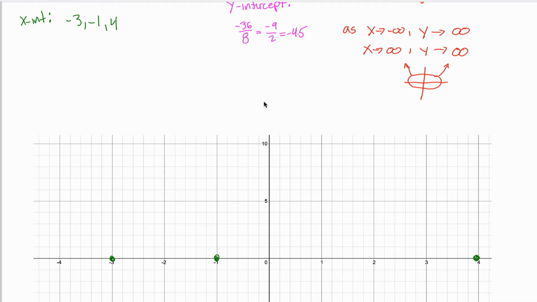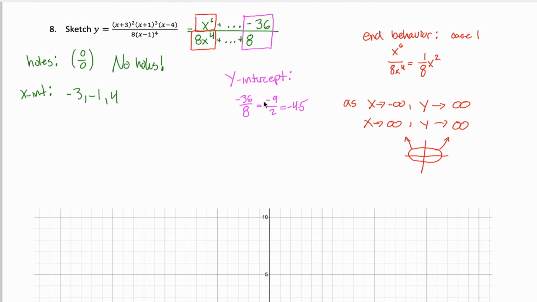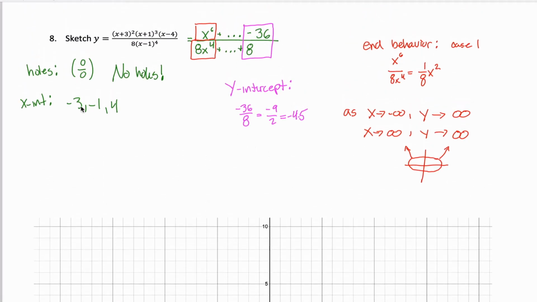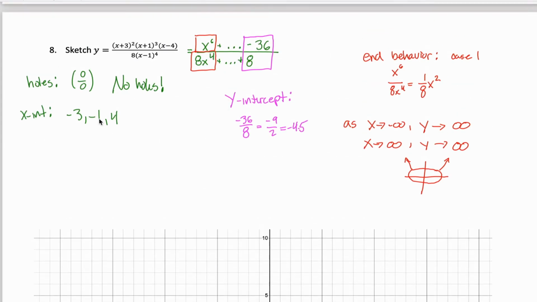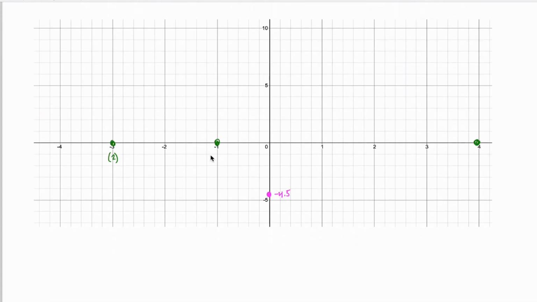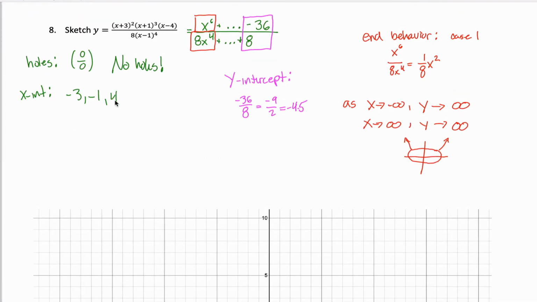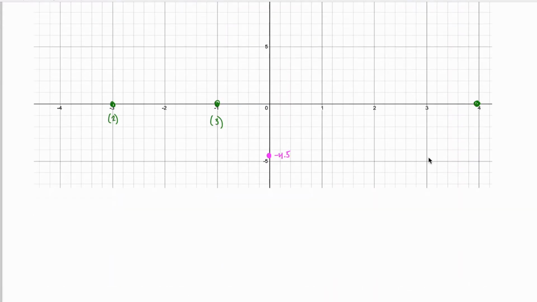Because the multiplicities of those x-intercepts will be important, I'm going to make note of them on my graph. This negative 3 came from this x plus 3. This x plus 3 is squared, so the multiplicity of this x-intercept is 2. This negative 1 came from this x plus 1, which is raised up to the third power, so the multiplicity of this root is 3. And then finally, this 4 came from this factor of x minus 4, and it's raised to the first power, so therefore its multiplicity is just 1.